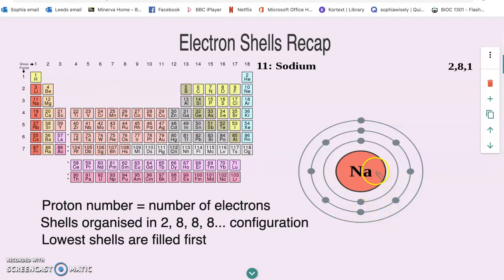So on this diagram over here we've got sodium, and then around this we've got 2 electrons, and then we've got 8 in the next shell, and then we've got 1 in the final shell to total 11 electrons, and this is written in the configuration here as 2, 8, 1. So that's just a quick electron shell recap.